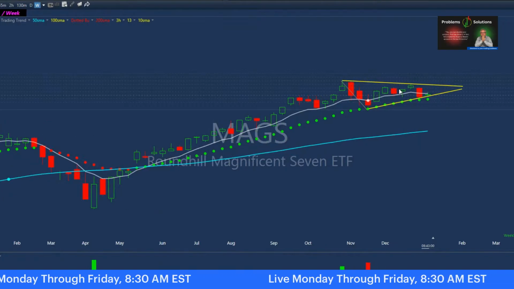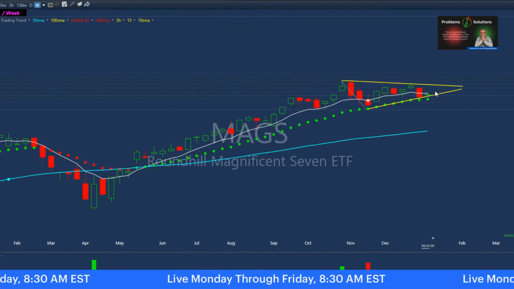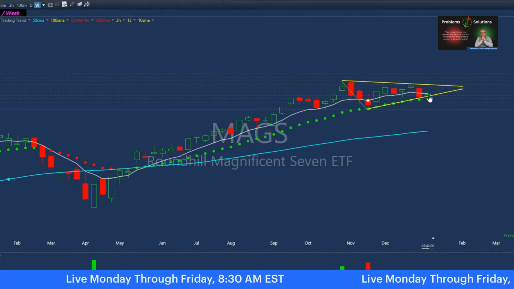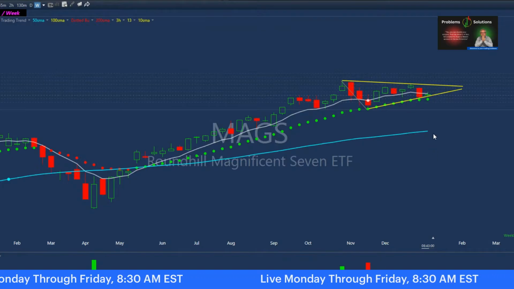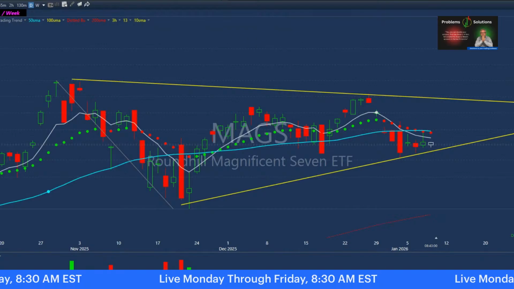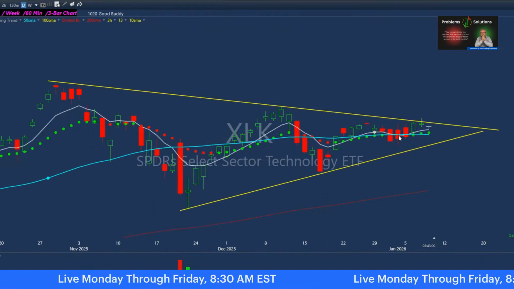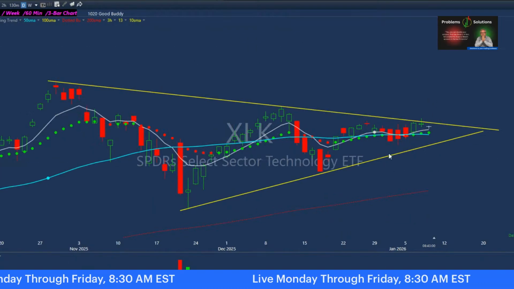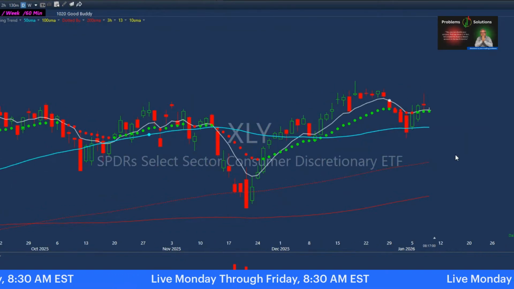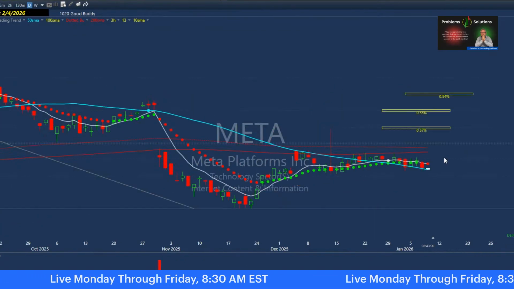Man, that's a nice chart. That is a very nice bullish chart right there. We just have to be patient. That's all. A little patience. XLK, it's trying to break out here. Again, we're just in that wedge. XLY is still looking pretty good here.